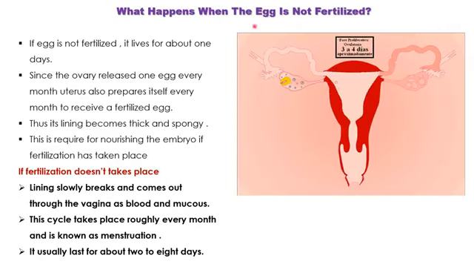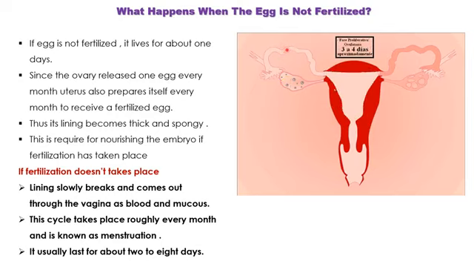Now, what happens when the egg is not fertilized? We know that the egg is fertilized when it reaches the fallopian tube. Sperm start coming from the vagina to the uterus, and all the way to the oviduct or fallopian tube, where the sperm fuses with the egg and fertilization takes place.